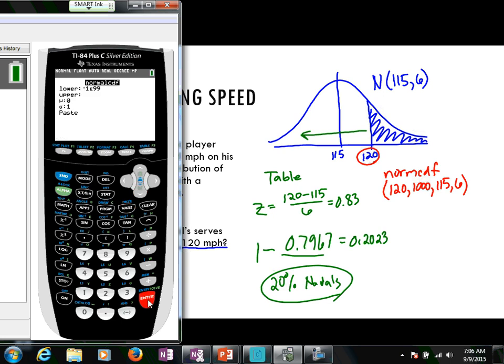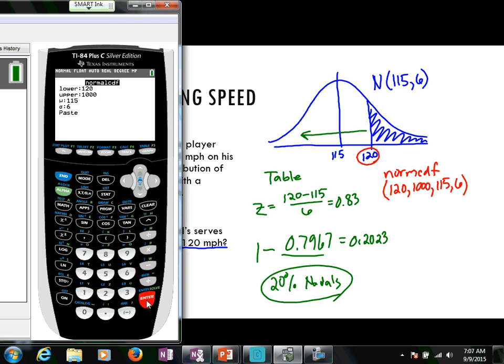Now, my calculator lists out in detail what I need to input. For those of you with the TI-83 calculator, you're just going to type in exactly what I've written in red in that order and use the comma button, which is above the 7, to separate it. Okay? So my lower bound is going to be 120. My upper bound is 1,000. My mean is 115. And my standard deviation is 6.